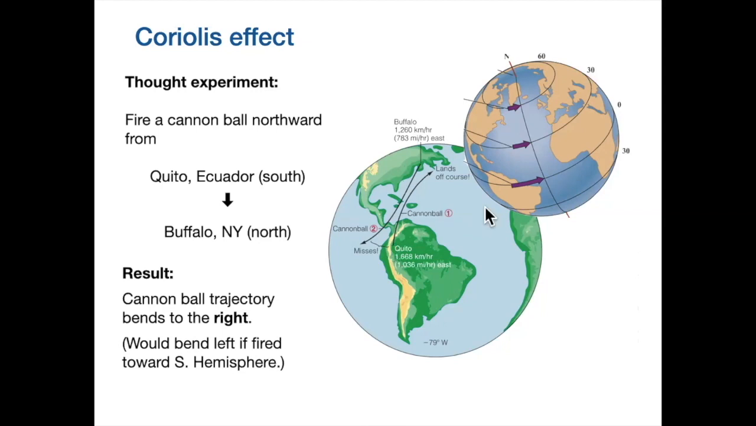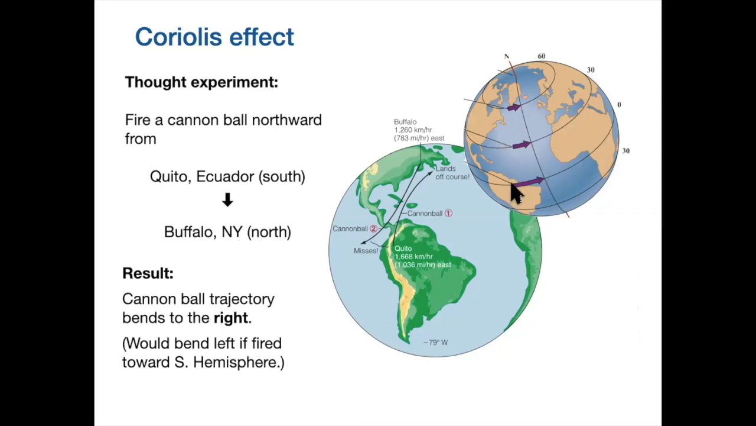If we start at Quito, then when you launch your cannonball, it's already got a 1600 kilometer an hour component to the east because of the Earth's rotation. So as soon as the cannonball leaves direct contact with the Earth and goes into the atmosphere, it's no longer got that velocity component directly acting on it. Then as it travels north, it's going over sections of the Earth that aren't traveling as fast. So any point on this 30-degree line is traveling 200 kilometers an hour slower than the equator where it left.